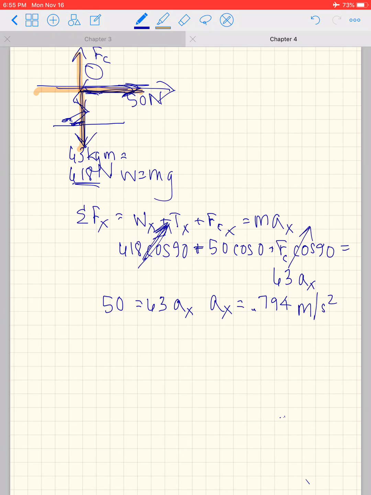Again, these canceled out because they're cosine 90. They're 90 degrees away from the x-axis. Cosine of 90, 0. They cancel out. I don't have to deal with them. Now let's go ahead and figure out sigma F sub y. And you're going to see something really slick happen here, and you're going to say, my life just got way easier than I thought it was going to be. So sigma F sub y is equal to W sub y plus T sub y plus F sub c sub y is equal to m a sub y.